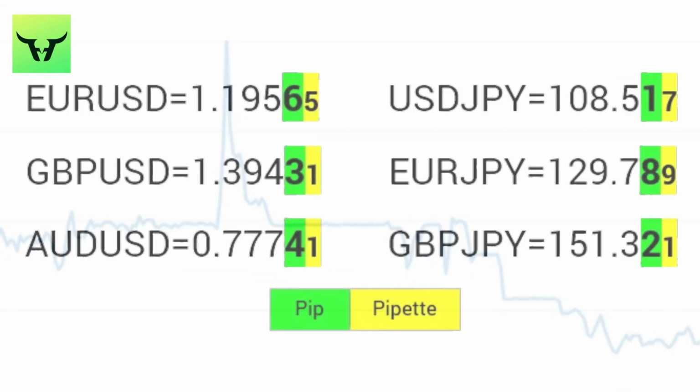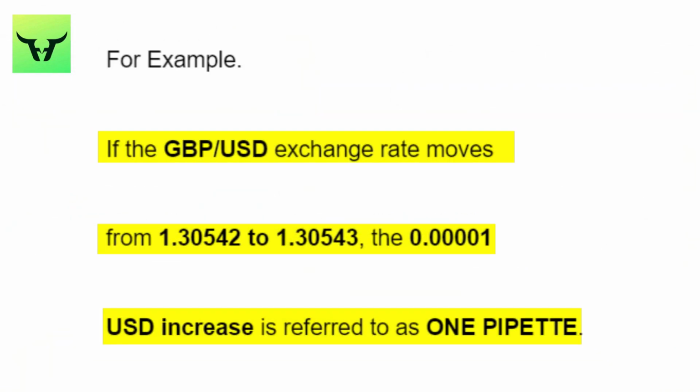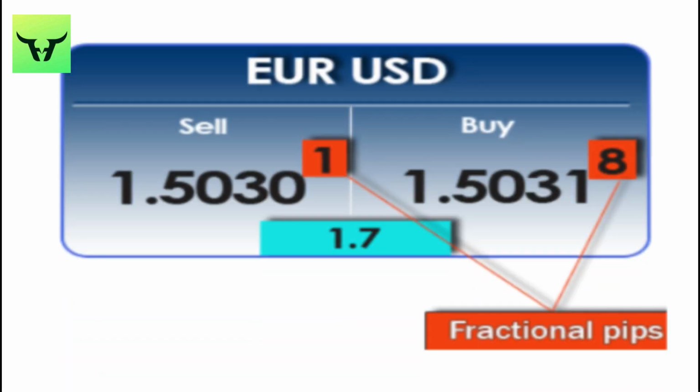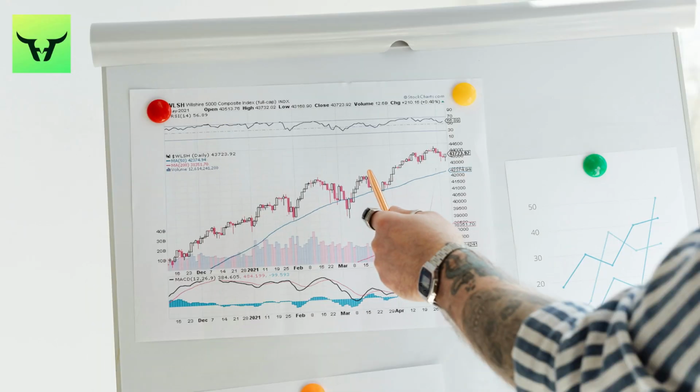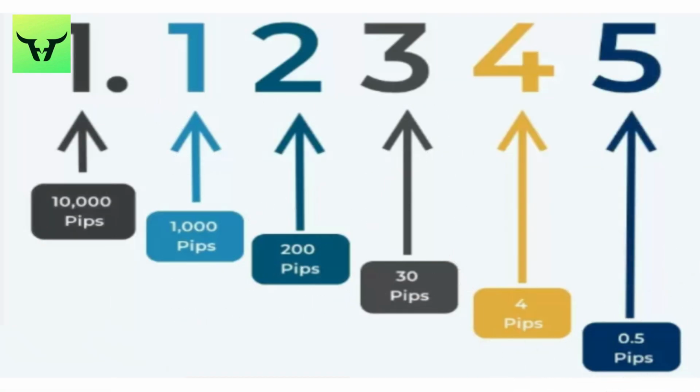If you already find the term pip confusing, be ready for more. A point, pipette, or fractional pip is 1/10 of a pip. For example, if the GBP-USD exchange rate moves from 1.3542 to 1.3543, that increase is referred to as 1 pipette. On a trading platform, a fractional pip looks like this. The 10th of a pip digit is usually shown on trading platforms to the right of the 2 larger digits. Here's a basic pip map to assist you.